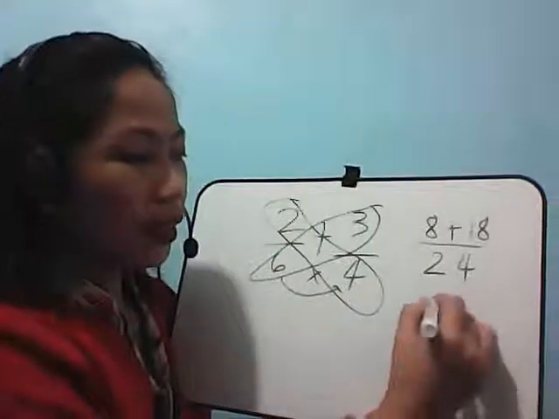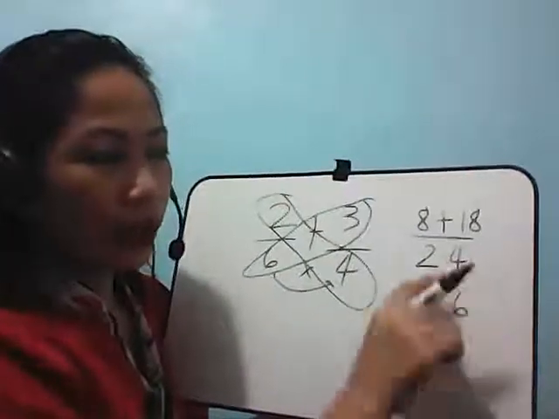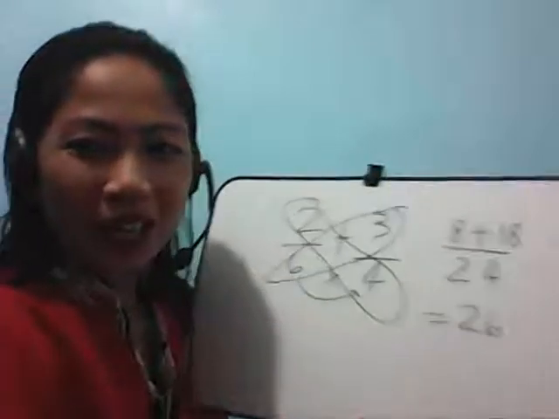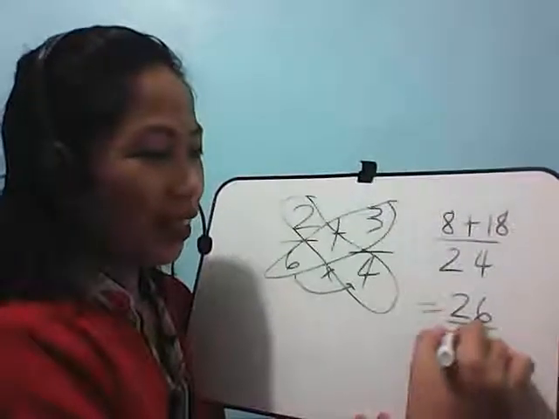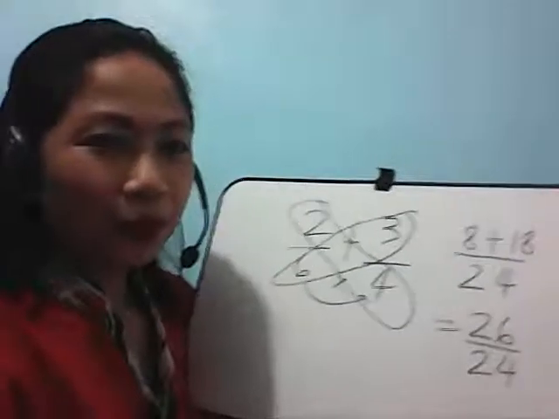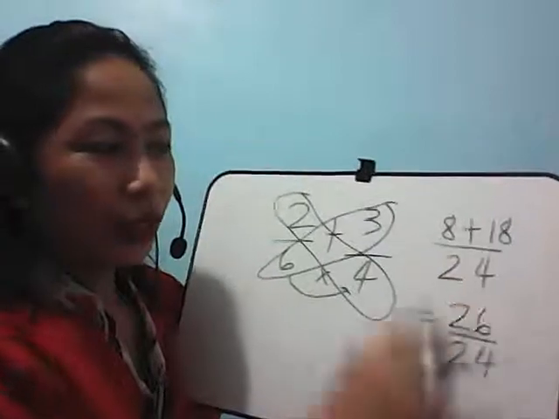It's 26 over 24. Okay, it's okay. Are we the same? So, our answer is 26 over 24.